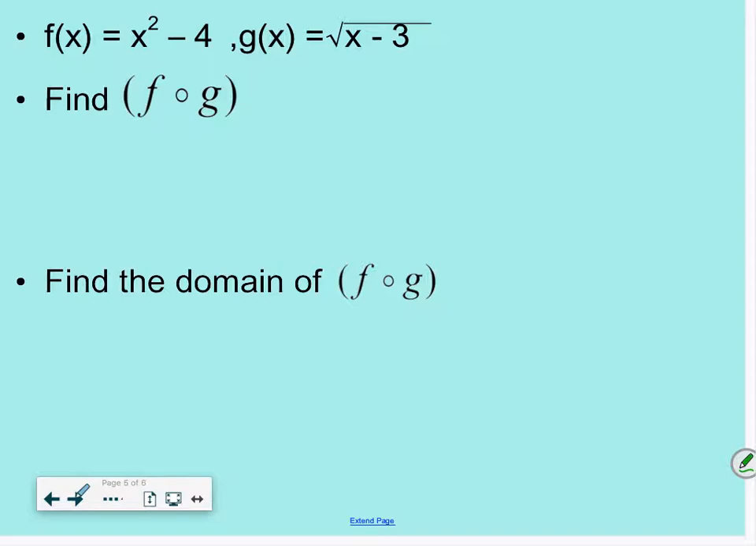So what I want you to do is write down f of x and g of x. This is the last thing we're doing today. Write down those two functions. We're going to find the composition. We're going to find the domain, and then we should have time for me to give you your quizzes back.